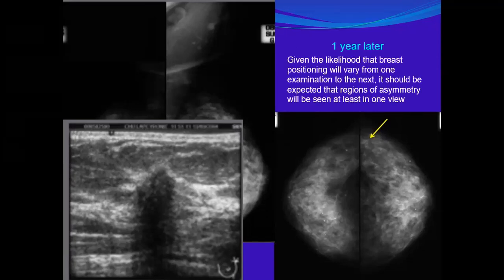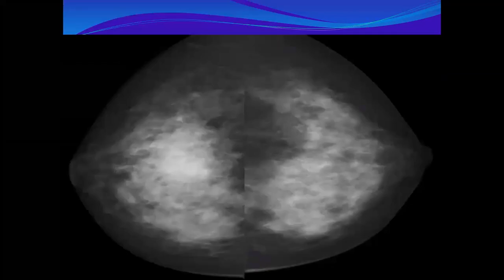Given the likelihood that positioning will vary from one examination to the next, it should be expected that the region of asymmetry will be seen at least in one view. This is the lesson from this example. If you have seen it and you did not see it again, don't say it is not there since you could not see it. Look at the other view and go for ultrasound. Otherwise, you are going to miss cancer. We are always aiming to pick cancer as early as possible when it is curable, to improve prognosis.